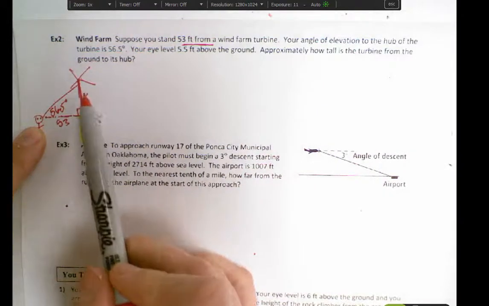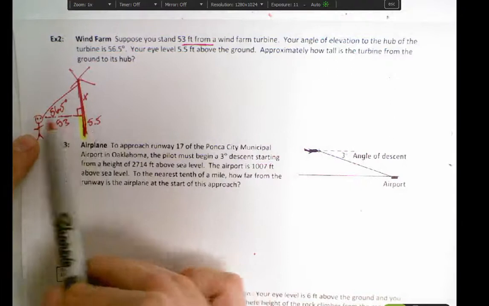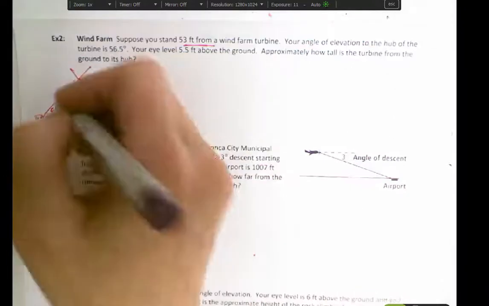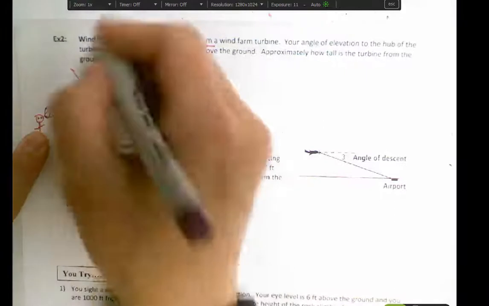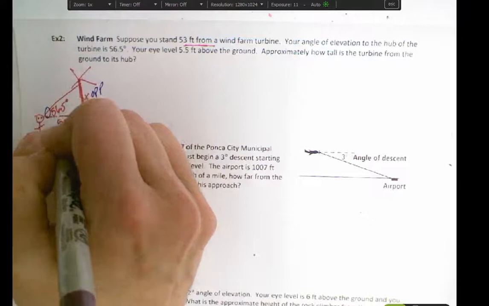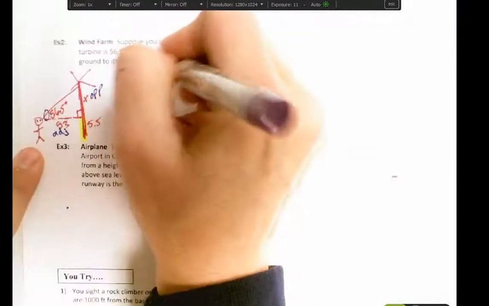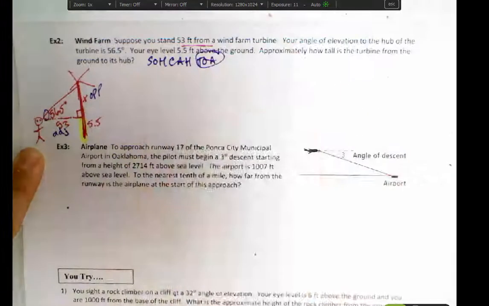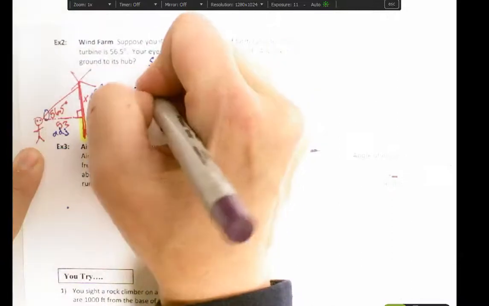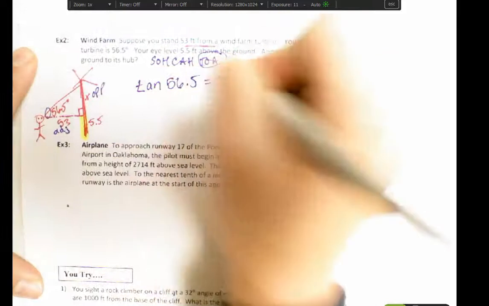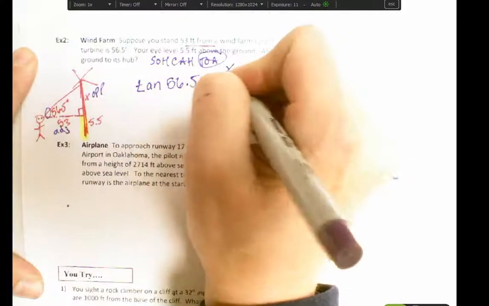Remember, I have to find x and add 5.5 to it because I am at a horizontal with my line of sight. So let's identify the pieces that we have. We know this is the reference angle. Across from the reference angle is my opposite. And then this side is right next to it, so it's the adjacent. If I do so, TOA, I have an O and an A. So O and an A is tangent. I set up my trig ratio. Tangent of 56.5 is equal to opposite, which is x, over my adjacent, which is 53.